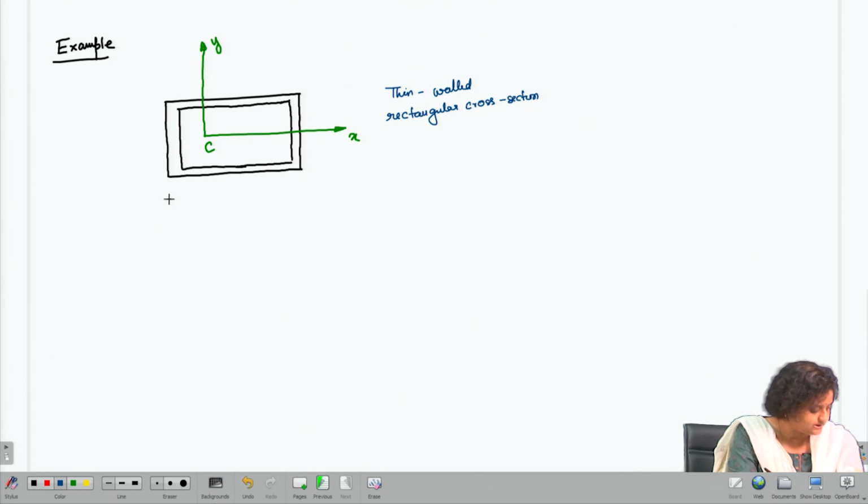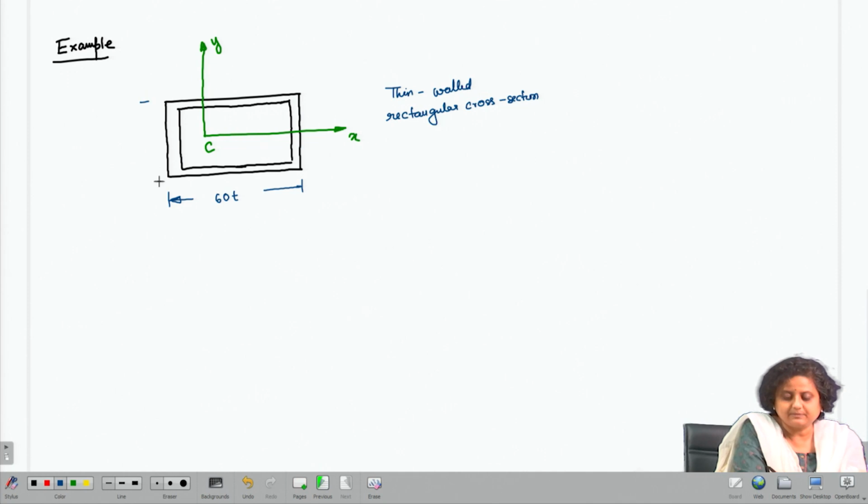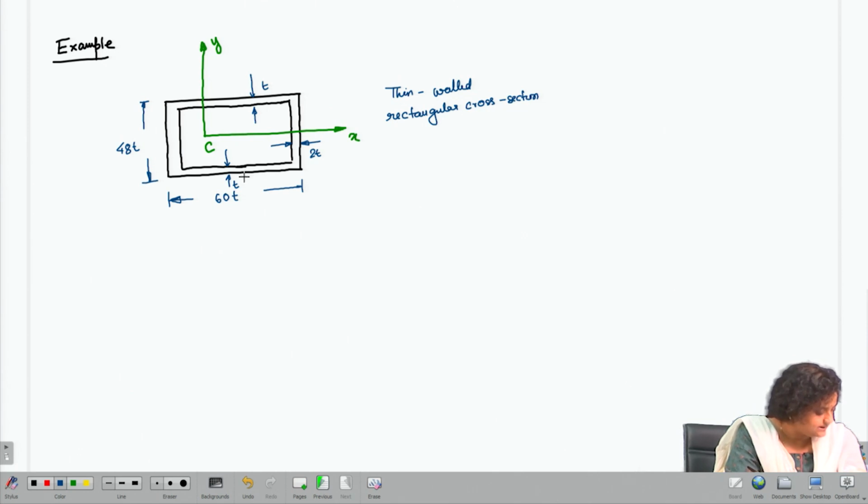So, this is the centroid. This dimension is 60 t. This dimension is 48 t. This thickness is 2 t. This thickness is t. This thickness is t. And this thickness is 3 t.